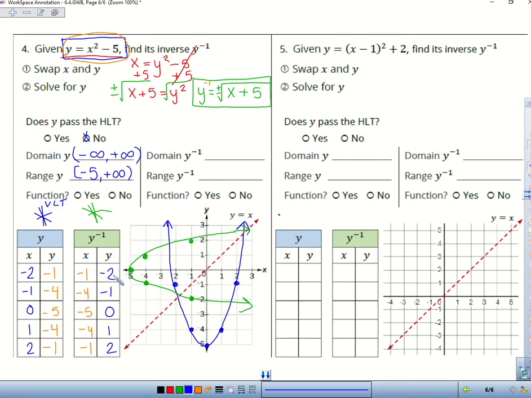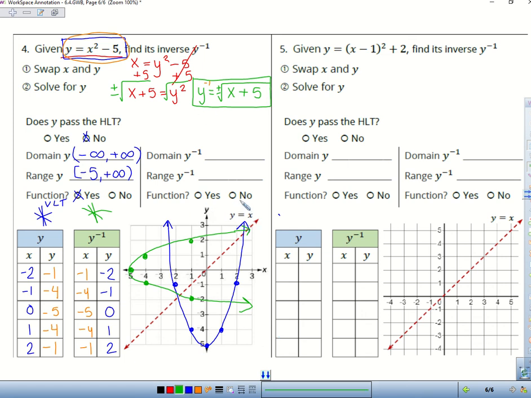It passes the vertical, but not the horizontal. Does that make sense? Because you could draw a vertical line through this function anywhere and it would only hit 1 point. But if you were to draw a horizontal, it's going to hit more than 1. So vertical versus horizontal. Quadratics are always going to pass the vertical, but not the horizontal.